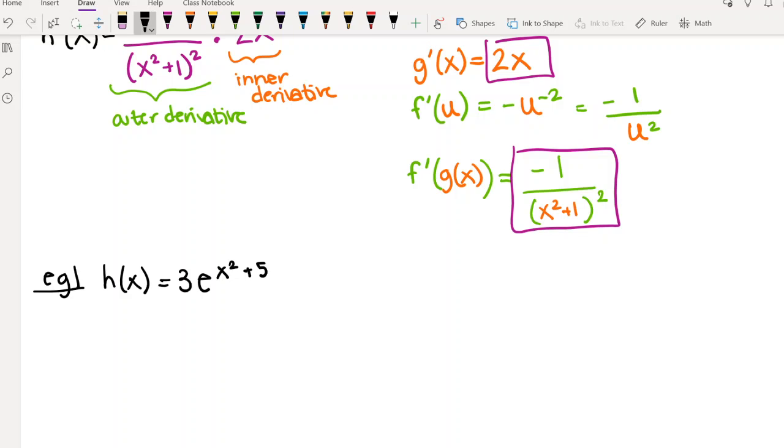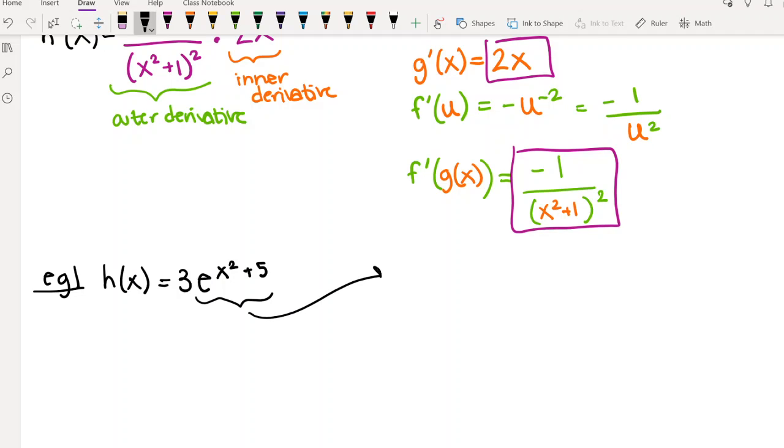Okay, so this one's a little bit different in that we now have 3 times e to the x squared plus 5. We'll see this a little bit more later this week, but we can use the chain rule together with all of the other derivative rules that we've learned so far. When you're taking the derivative of a number times a function, you're allowed to just let that number come along for the ride. So we're basically just going to focus on the e to the x part, and then we'll just multiply the derivative by 3.